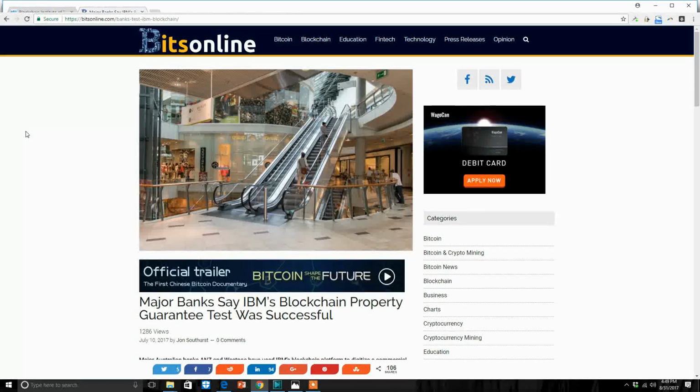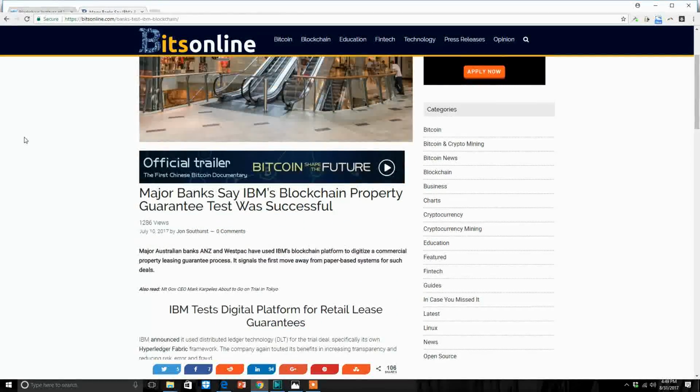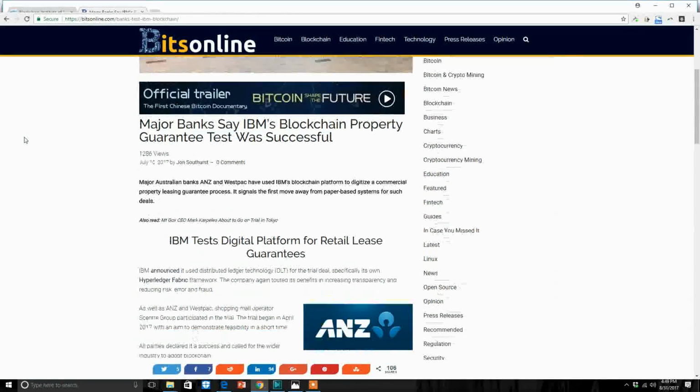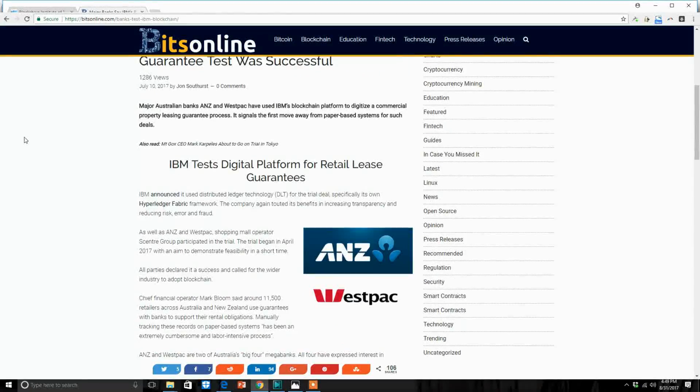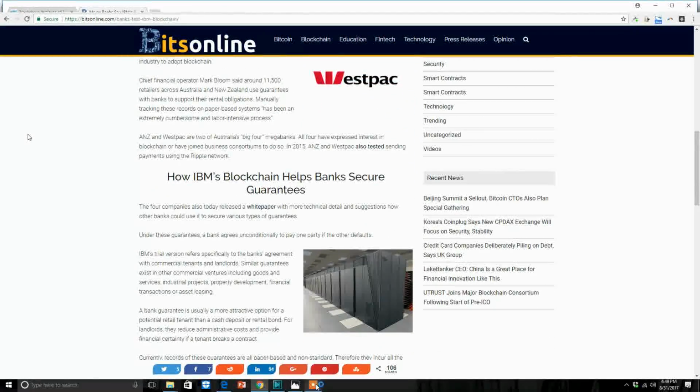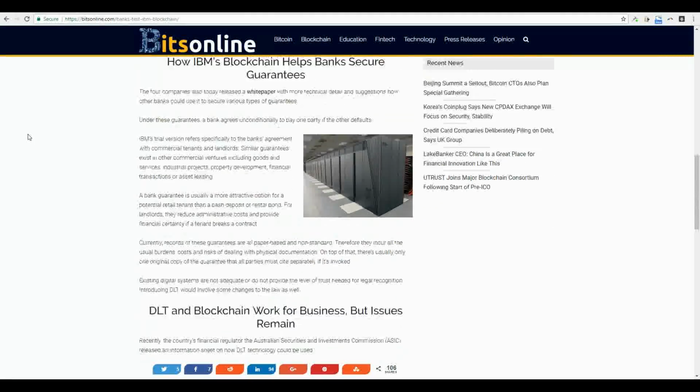Here's another use reported on Bits Online, where it stated that major banks have been testing using blockchain to handle their retail lease guarantees. They're doing this to increase transparency and to reduce risk, error, and fraud, and just completely automate the entire process on a distributed ledger.